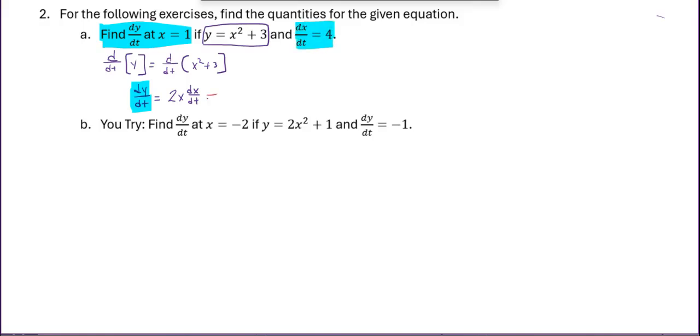So now we're just going to plug in. We have 2, and we want it at x equals 1, so plug in 1 for x. And then dx/dt we were luckily given as 4. So our answer is 8.